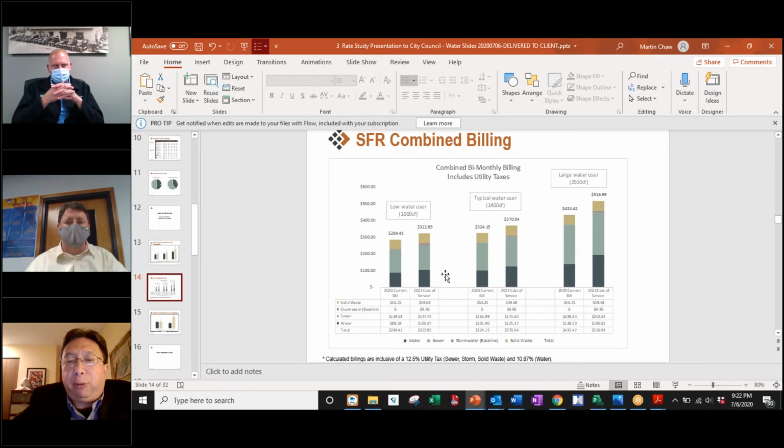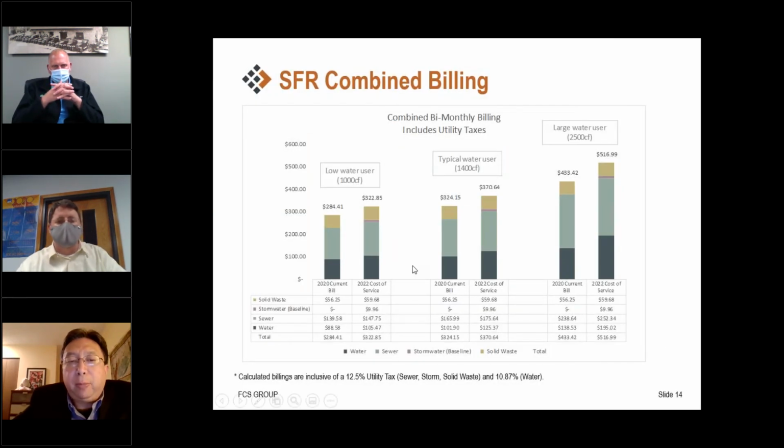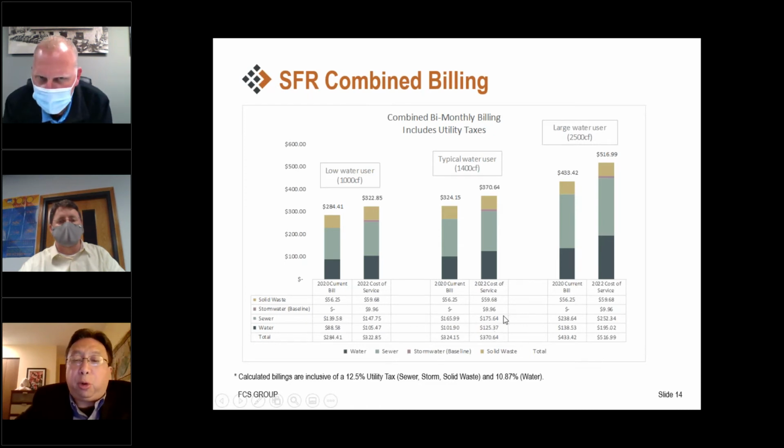The average for the low water user is about 10%. For the typical water user, it's about 10% as well. And this excludes stormwater. If we include stormwater, it's 14% and about 19%. So if you thought of it in round numbers, I would suggest between 15 and 20%. In year one. That would be year one.